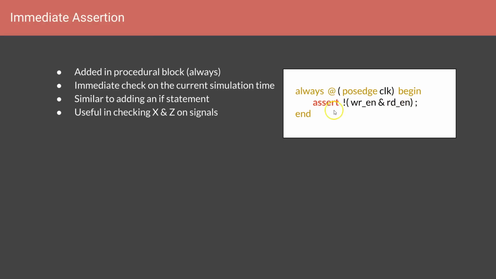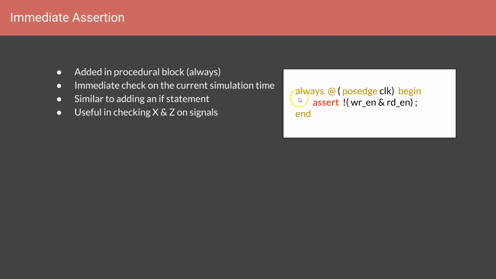But remember that when you write an assertion in the RTL code, you will not add it in a separate always block, but you will add it in the same always block where you write all the functional code and an assert statement as well.